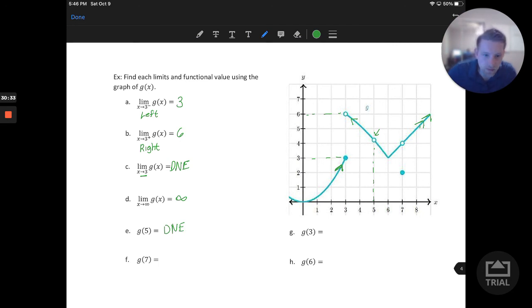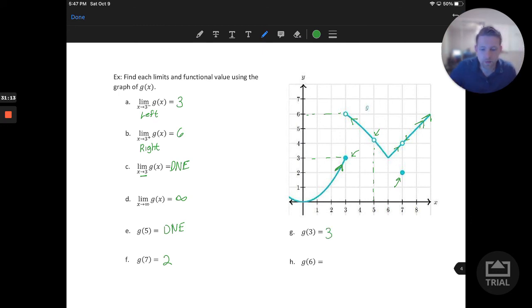G of 7 does have a functional value. It doesn't happen to be where the limit value would be. If we take the limit as x approaches 7, that would be at the value 4, where that open circle is, but our functional value is down here at 7, 2. So at the height of 2, we'll have a functional value. G of 3, we can see that we are defined at G of 3 right here at the point 3, 3. So that functional value is the height at 3.